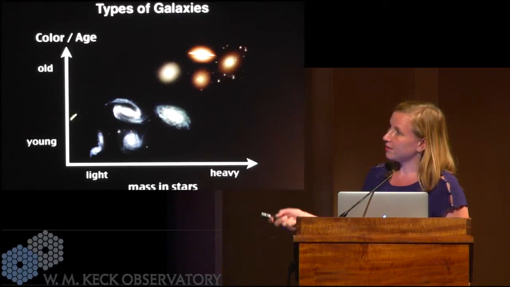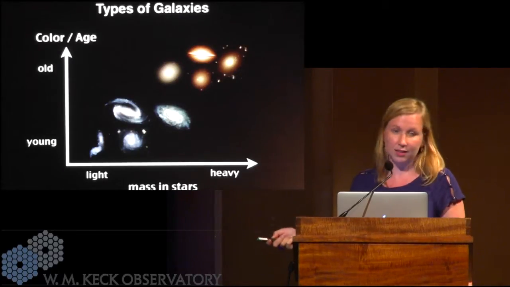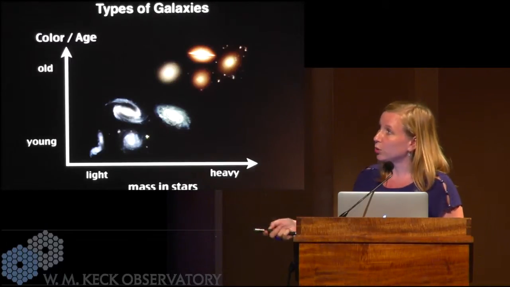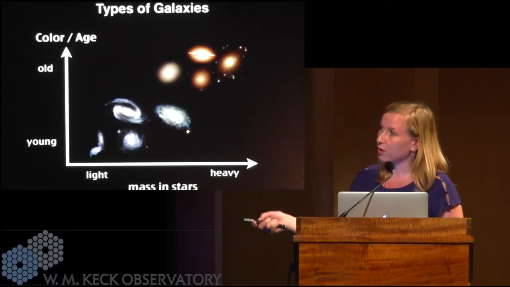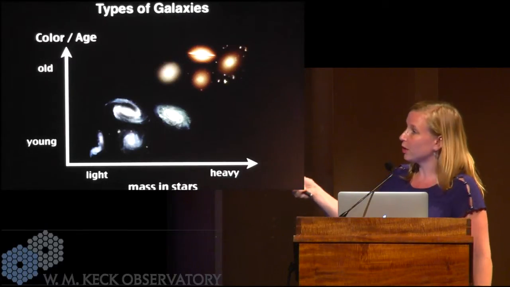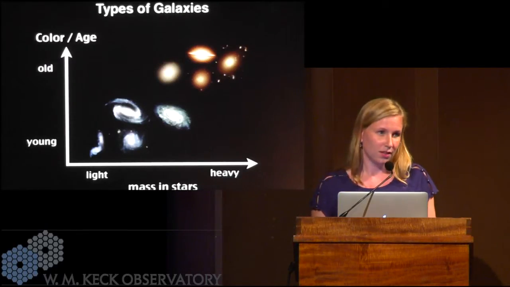So the spiral galaxies live over here. They're pretty light. They have a lot of stars, but not as much compared to the elliptical galaxies. They're bluish, it means they're younger, so they're basically young and light. While these elliptical galaxies over here, they're older and they're heavy.